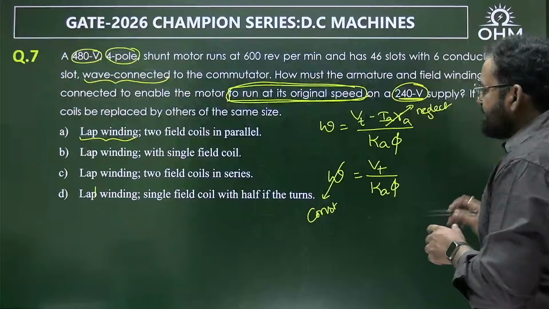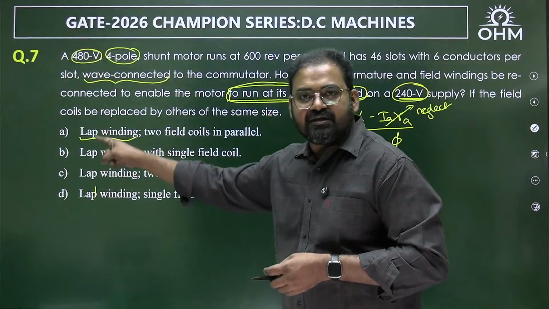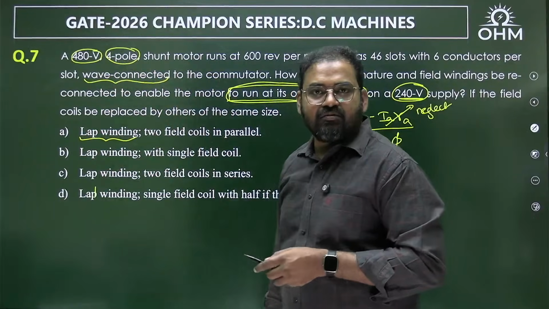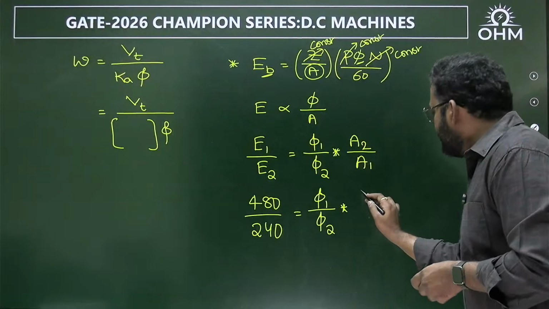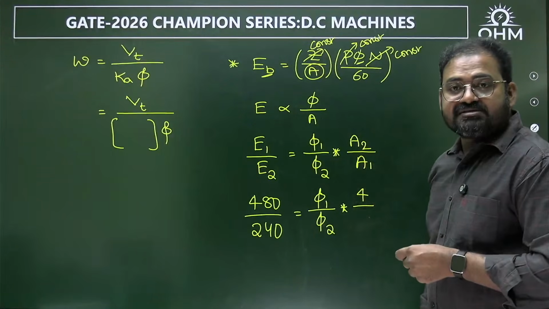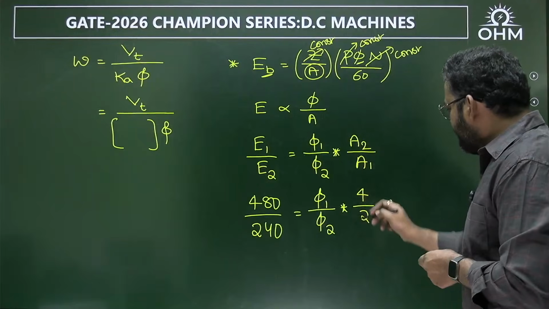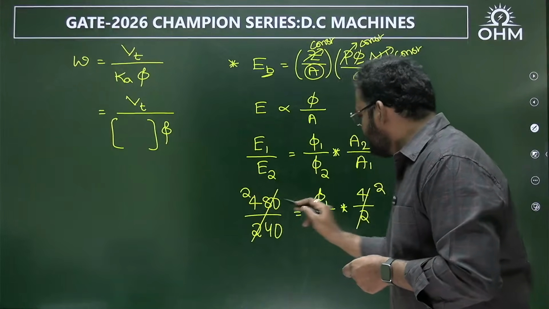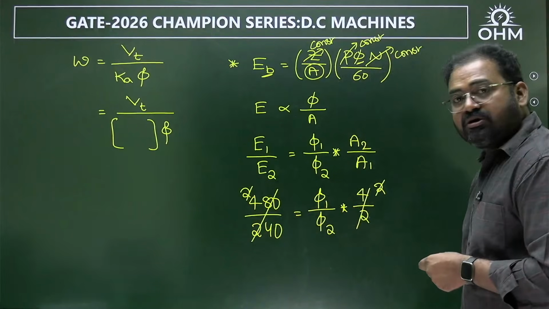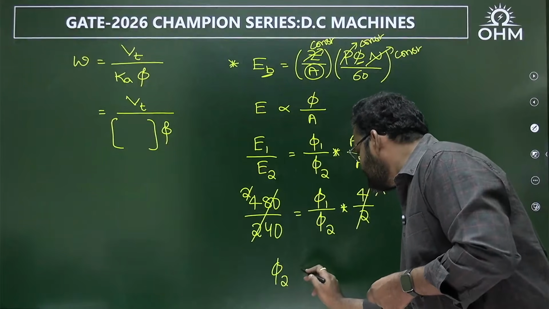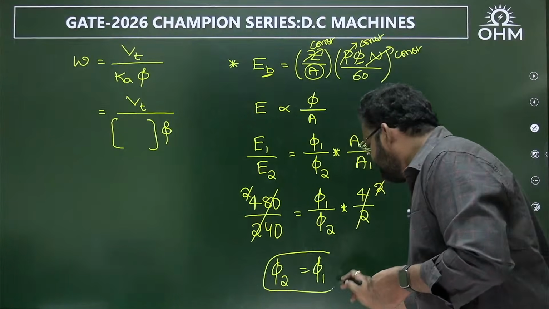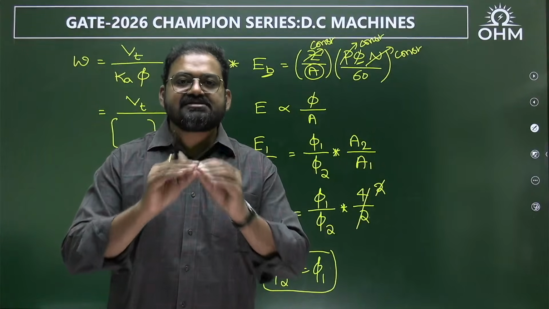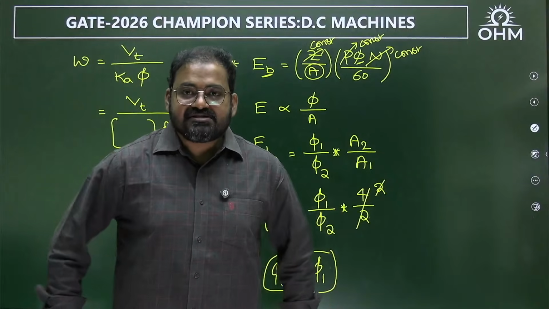First of all, in the second case, what is the connection? Lap connection. In the second case, lap connection, that means the number of parallel paths is equal to the number of poles. So therefore, A2 was 4. First case, wave connection, so 2. 4 by 2 is equal to 2, right? 480 by 240 is also 2. Therefore, this 2 and 2 will cancel. That means I got Phi2 is equal to Phi1. Therefore, the flux in the second case and the flux in the first case must be same.